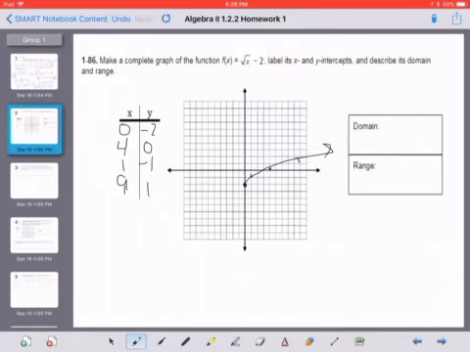So then it asks me for my domain and range, and my domain has to be x is greater than or equal to 0. Because x can't be less than 0, or it'd be a negative number, and I can't take the square root of a negative number. And y has to be greater than or equal to negative 2.